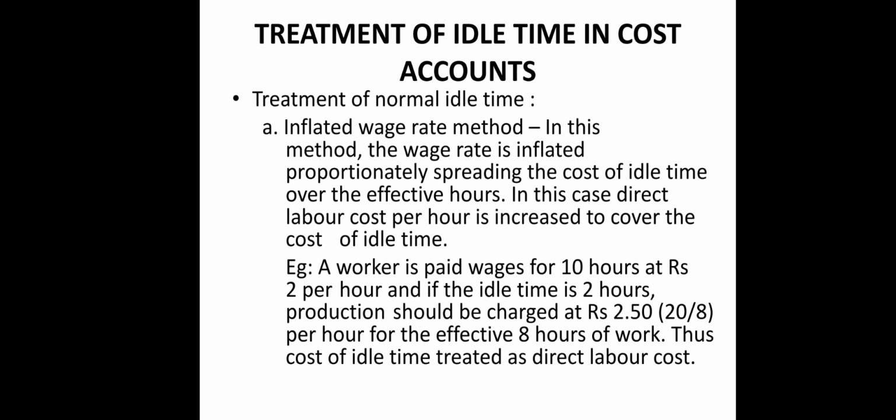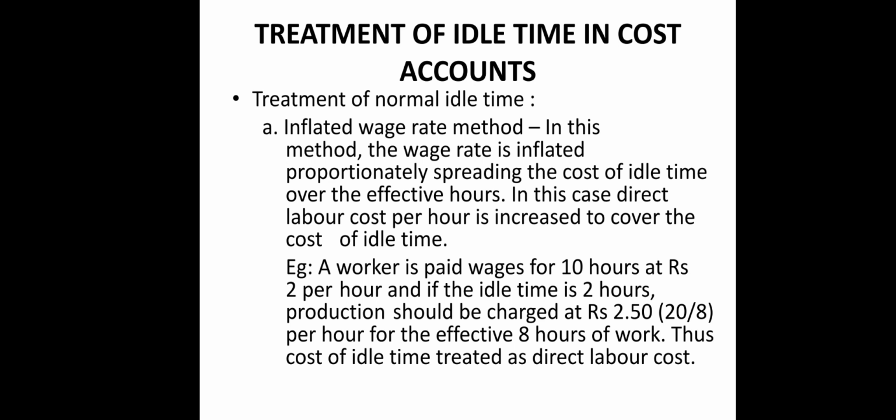Okay, so when we see an example, we will understand this more clearly. That is, for example, let us take a worker who is paid wages for 10 hours at rupees 2 per hour, and out of those 10 hours his idle time is 2 hours, and so his effective time is how many hours? 8 hours. So production should now be charged at 2.50.